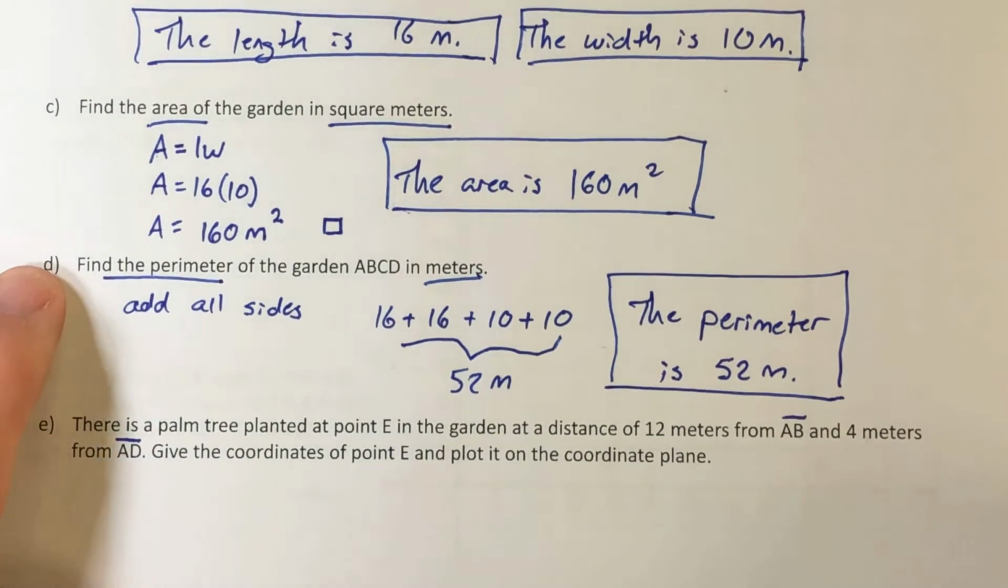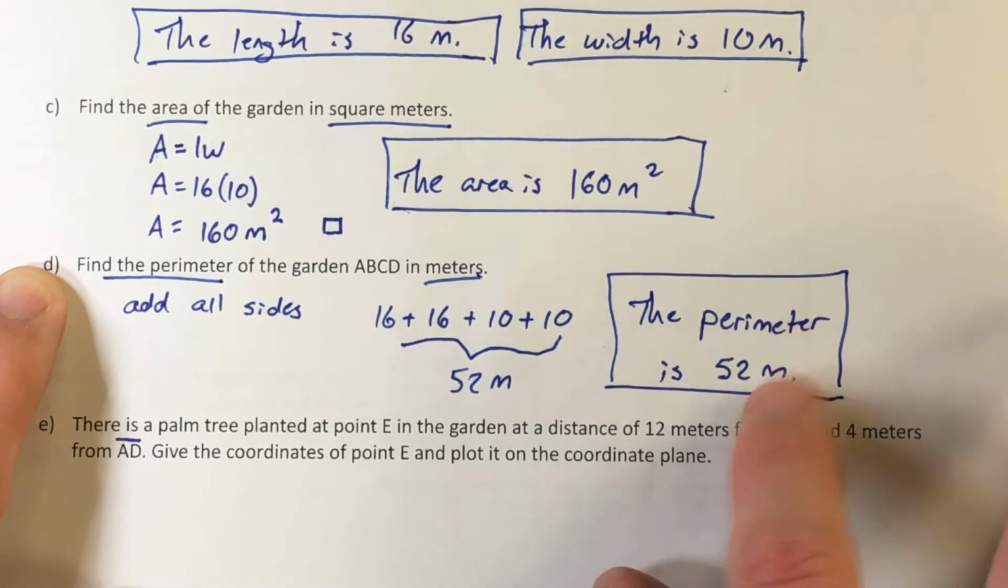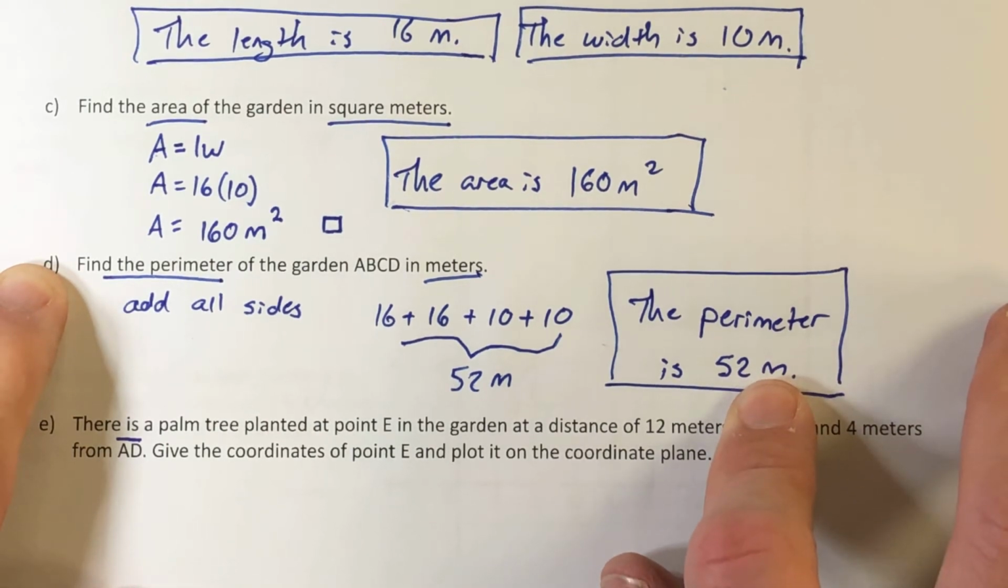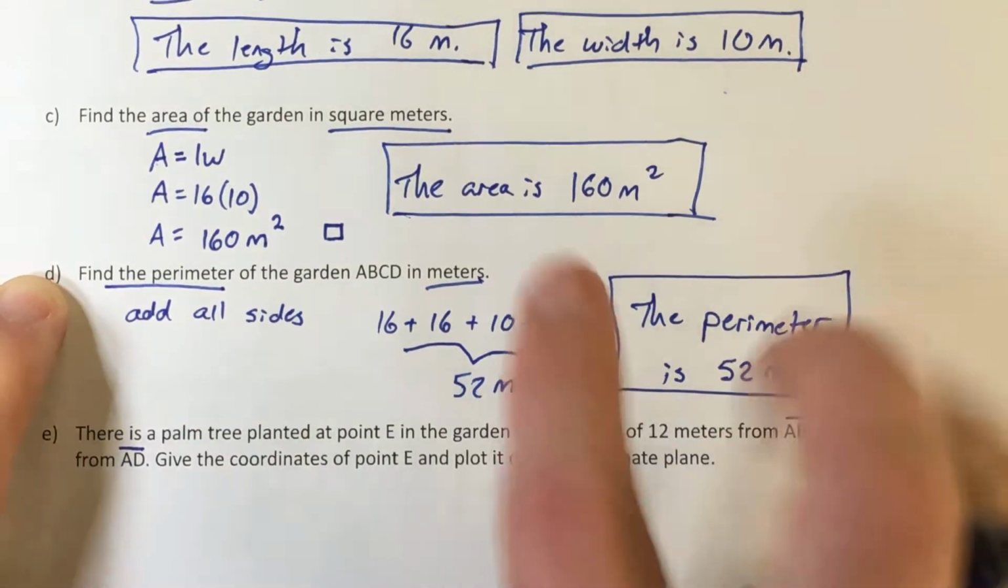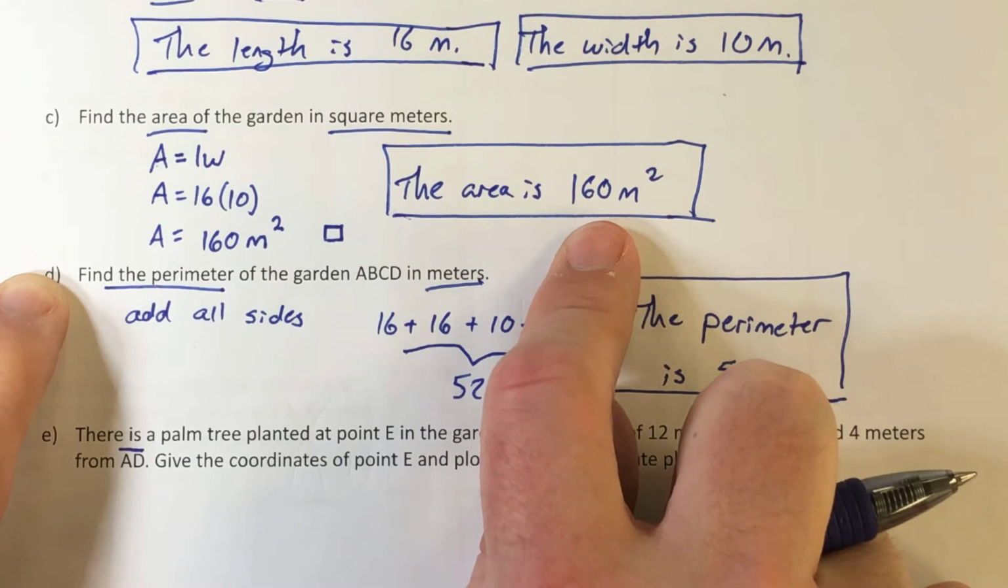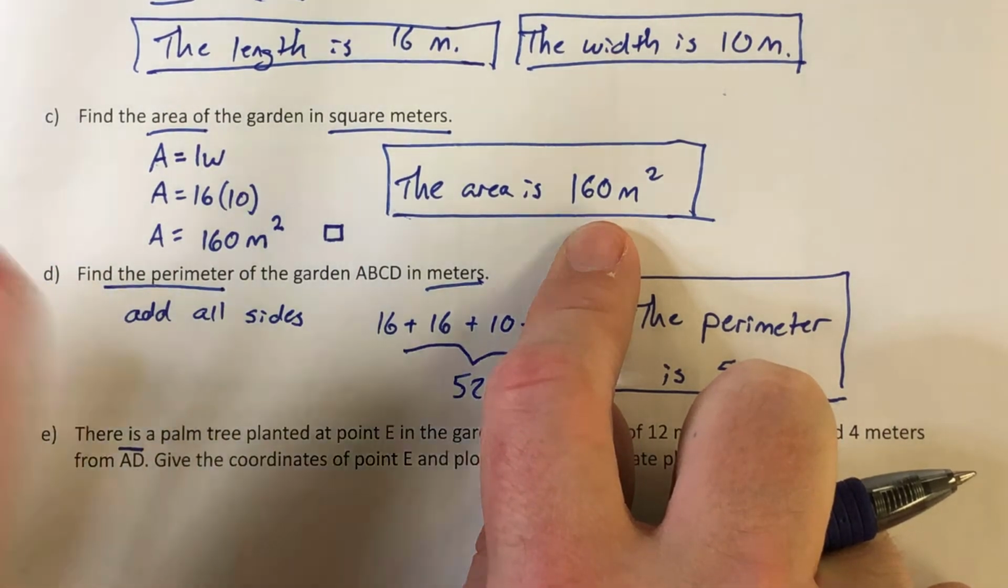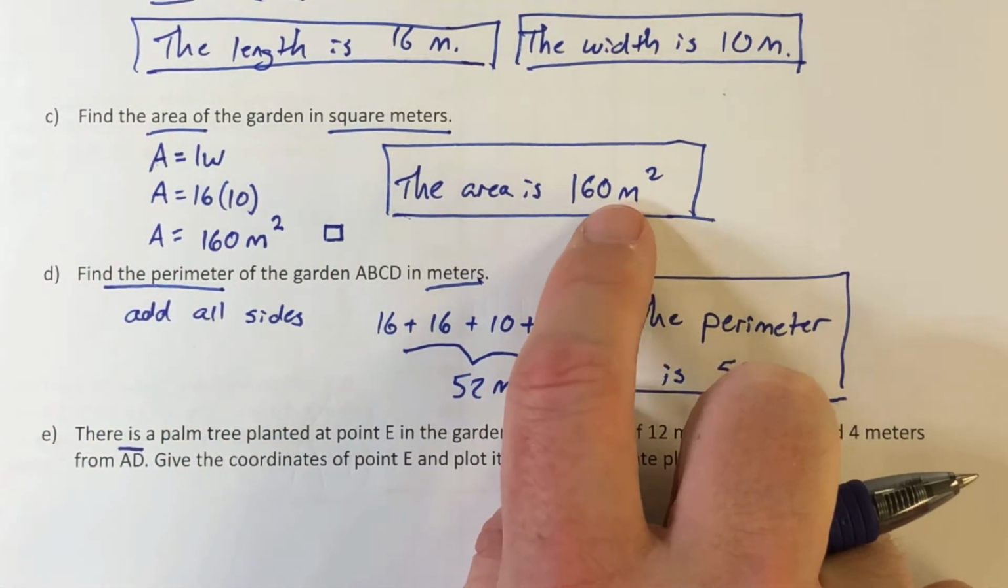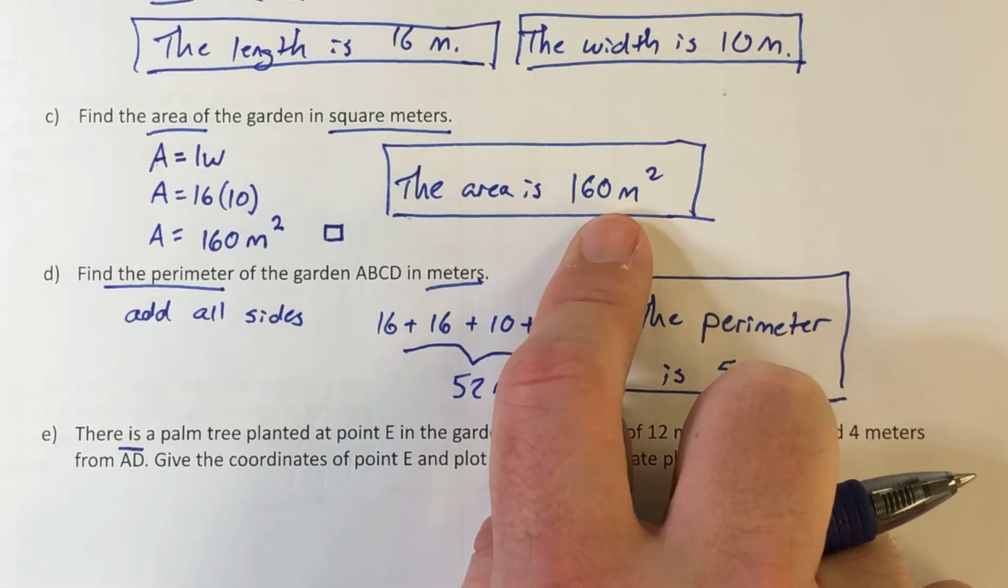Now, why would you want to know the area or your perimeter? Well, maybe you need a fence, so you need to know how much fencing to buy. Maybe you need to buy dirt or whatever else you need to put in a garden. You're going to need to know how much area you need to cover or fill.